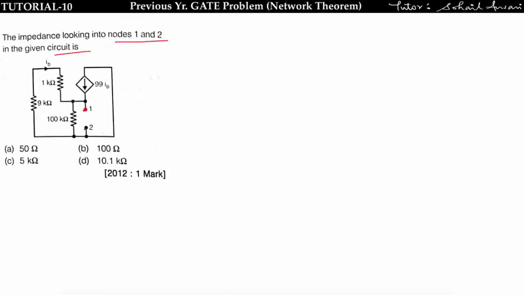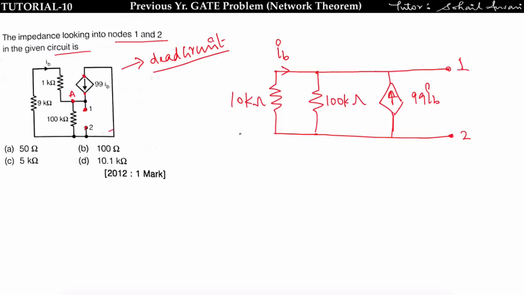means we have to find the Thevenin impedance across 1 and 2. See this circuit. This circuit contains only one dependent source, means this is dead circuit. And how to find the equivalent impedance in the dead circuit? We have to apply some voltage across 1 and 2, and we have to assume some current I is flowing, and the ratio of V upon I will give the impedance across 1 and 2. So I am redrawing this circuit. Let us see how. So this circuit and this circuit are same.